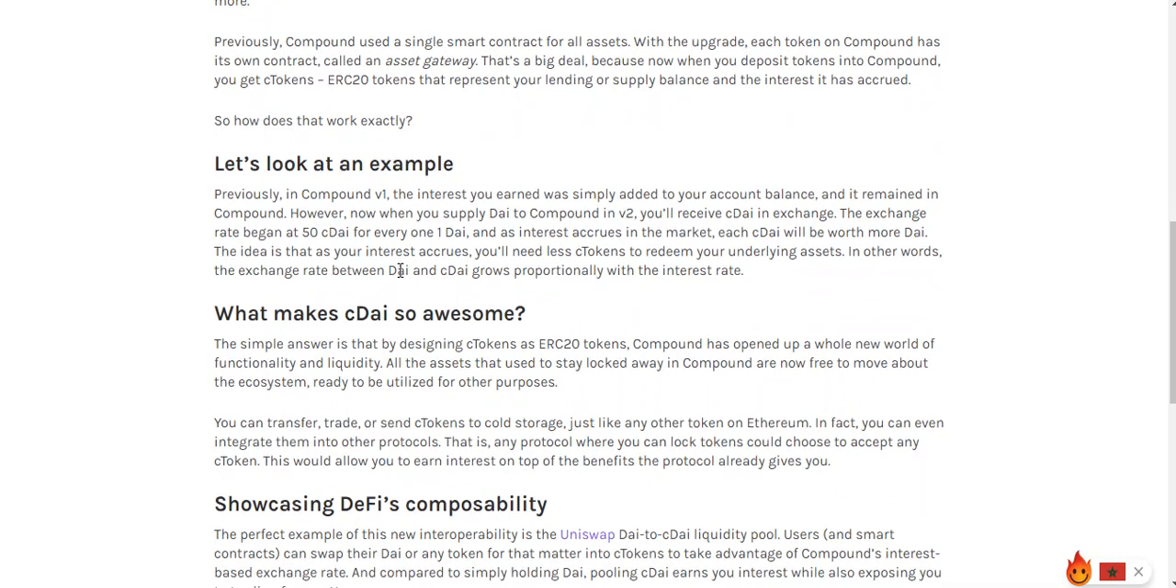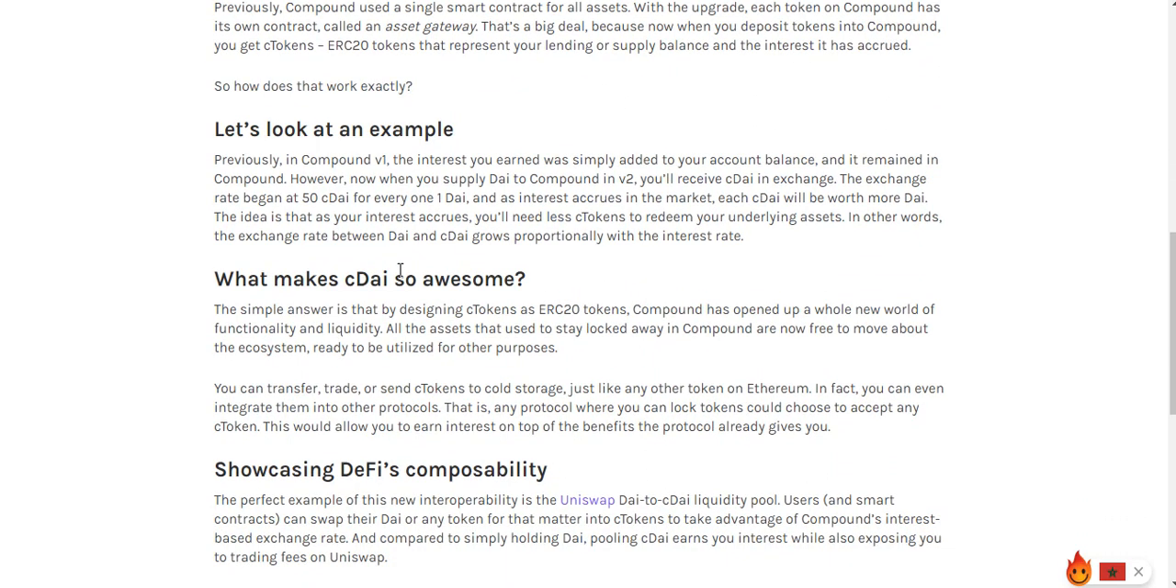Previously, Compound used a single smart contract for all assets. With the upgrade, each token on Compound has its own contract called an asset gateway. Now, that's a big deal because now you can deposit tokens into Compound and you get your C tokens, which is an ERC20 token that represents your lending or supply balance and the interest it has accrued. So, how does this work exactly?